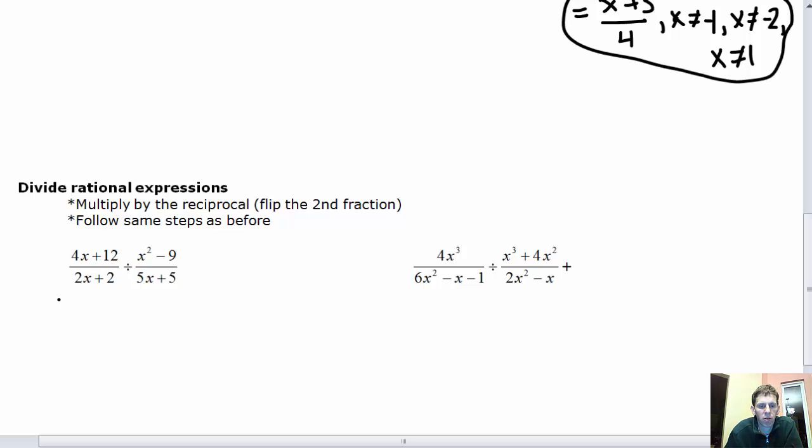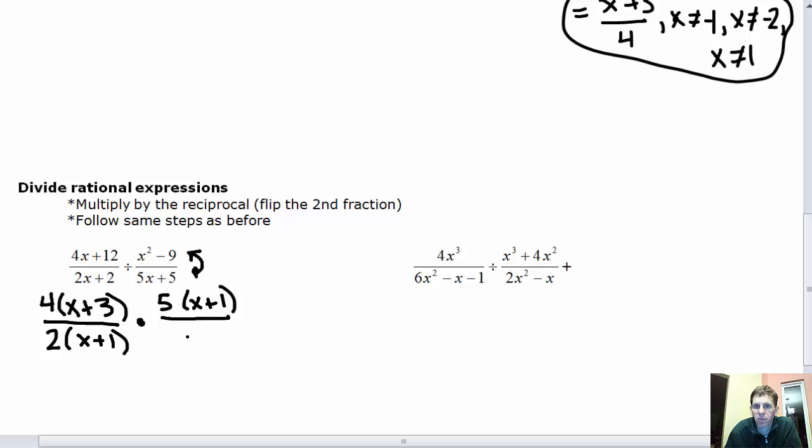So here we have 4x plus 12. We can obviously factor out a 4, and you're left with x plus 3. Denominator, 2x plus 2, you can take out a 2, and you're left with x plus 1. Now I'm going to change this divide sign to a multiply sign, but I'm also going to flip-flop these two fractions around. So what's going to happen is the 5x plus 5 goes to the top, and I can take a 5 out of both terms. We're left with x plus 1 in parentheses. With the x squared minus 9, that's a difference of squares. That's going to turn to x plus 3 times x minus 3.